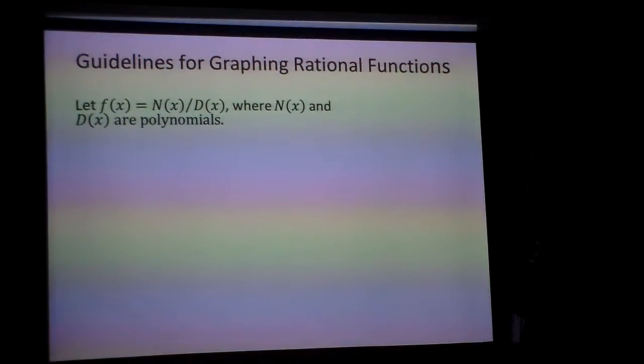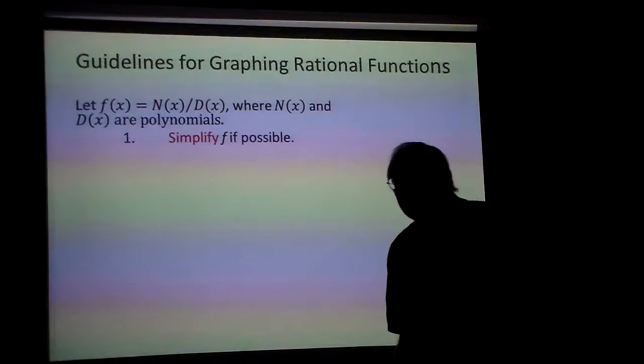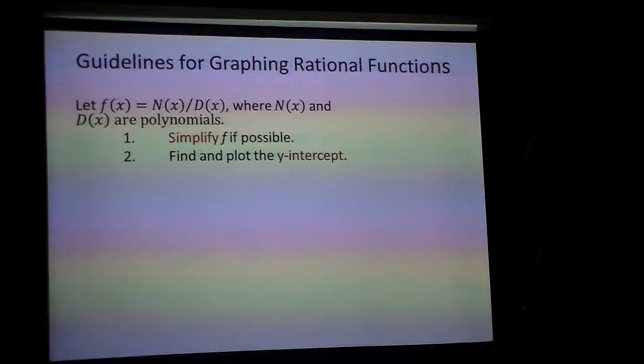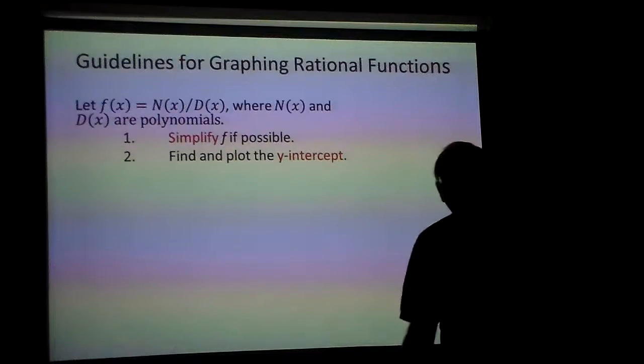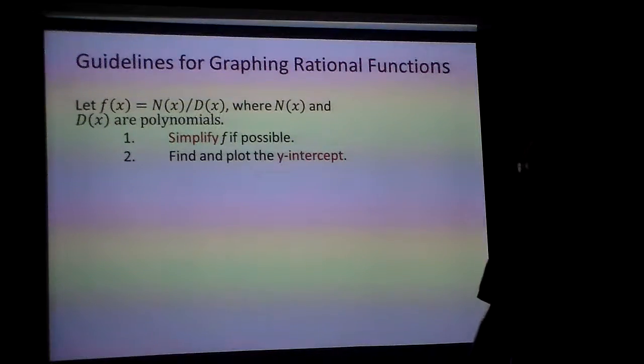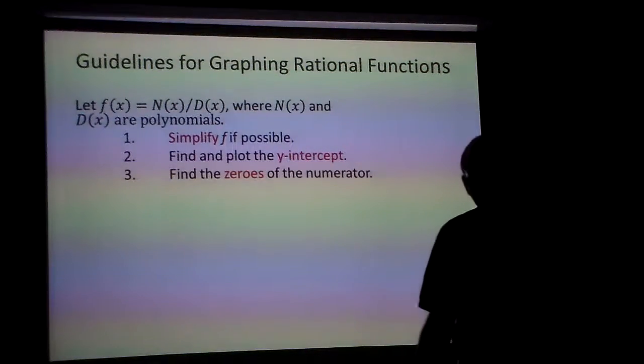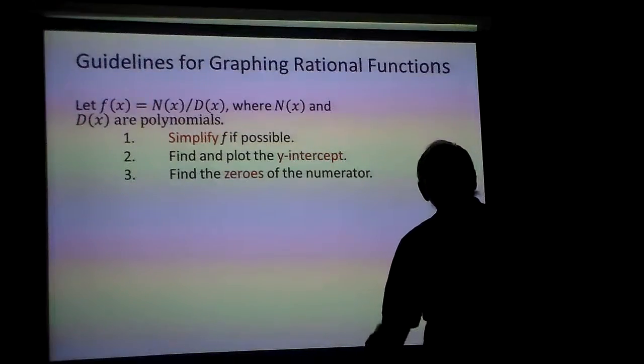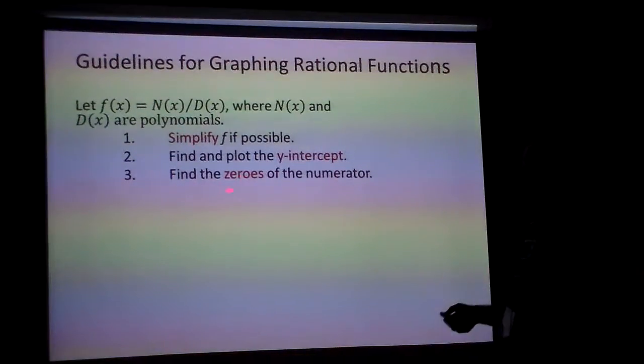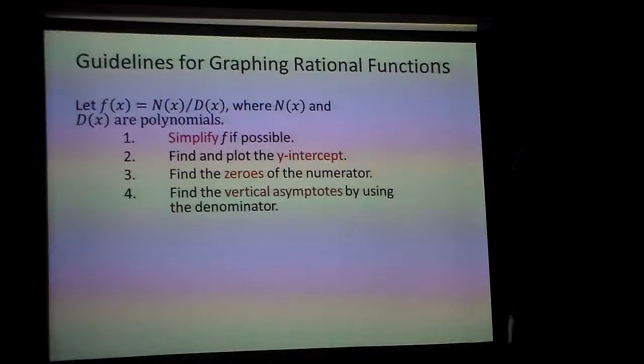First, here are the definitions. Remember, rational functions have something in the numerator divided by the denominator. These are polynomials. The first thing you always want to do is simplify the problem as much as you can. Make it easy. When we go to graph, we want to find and plot the y-intercept. We need to find the zeros of the numerator, another way of saying the x-intercepts. The zeros are the x-intercepts.